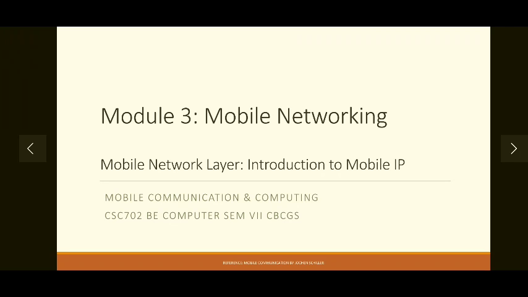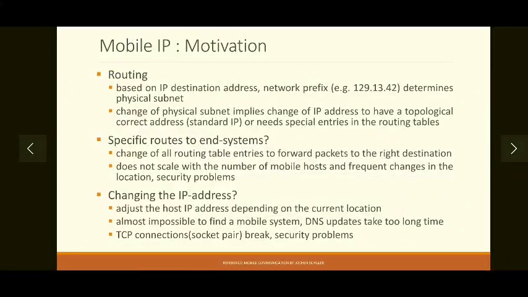We know the most popular protocol of the network layer is the internet protocol, that is IP. Now in this video we will see the introduction to the mobile IP, that is IP which is used in the mobile communication system. So as you can see, the name is different. That means there must be something different from the standard IP. So what is the motivation behind developing this new mobile IP?